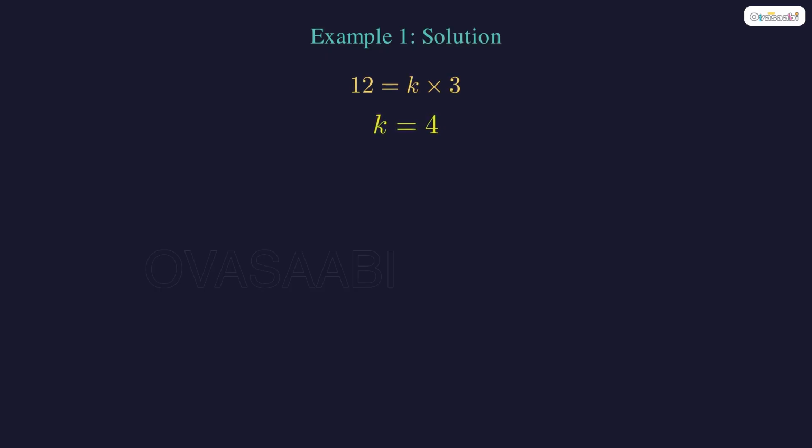Substitute, 12 equals k times 3, so k equals 4. Now with x equals 7, y equals 4 times 7, which is 28.